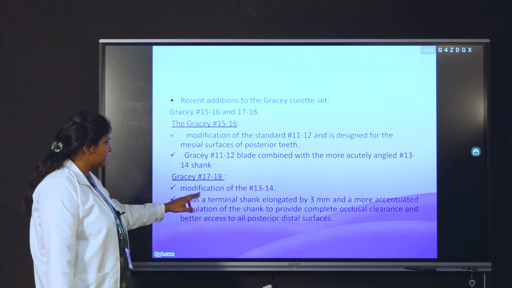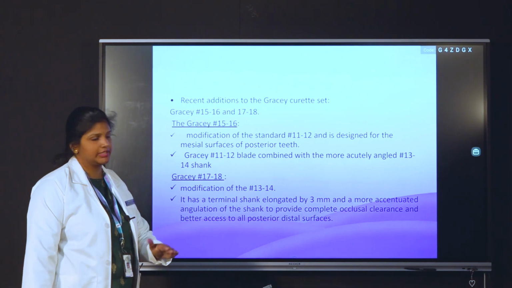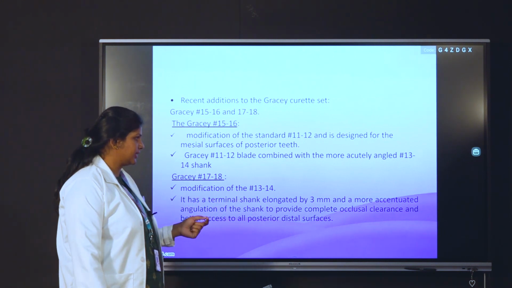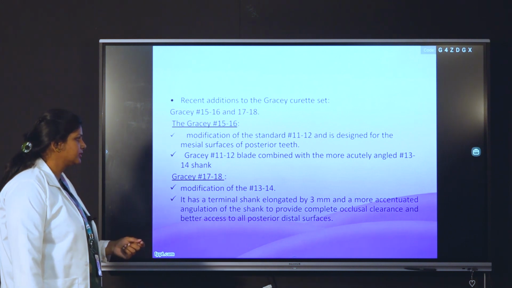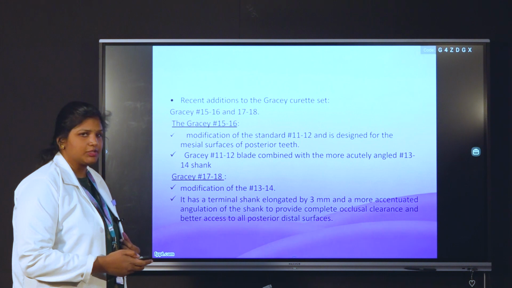And we have one more update, that is 17 and 18. This is the modification of 13 and 14. In this, the terminal shank is elongated 3 mm more and angulated, so that the shank provides complete occlusion clearance and better access for the posterior teeth.